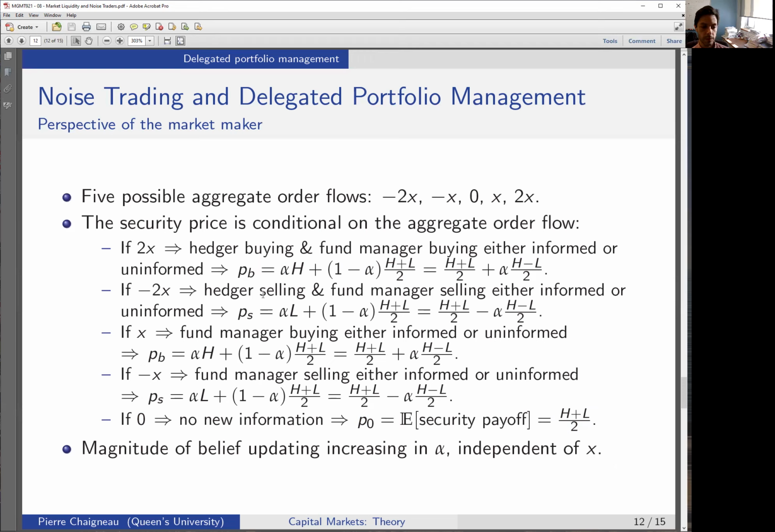Okay, so there are 3 possible prices: PB, PS, and P0, depending on the order flow. And as you can see, the magnitude of the price change when the order flow is positive or negative is increasing in alpha, which is the probability of informed trading. So the more informed trading there is, the greater the magnitude of the price change, which makes sense.